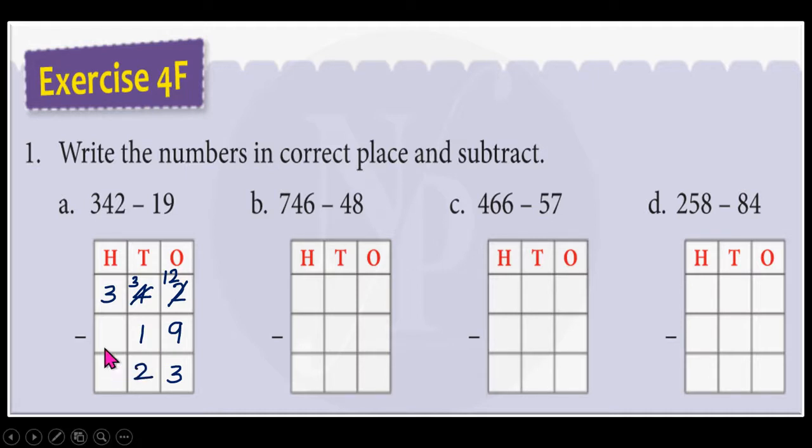In the hundreds column, we don't have any digit in the second number. So we bring down this 300 as it is to the answer here. Therefore, 323 is the difference of 342 and 19. Or on subtracting 19 from 342, we get 323 as the difference. Coming to B, we have 746 minus 48. Let us write down these numbers.